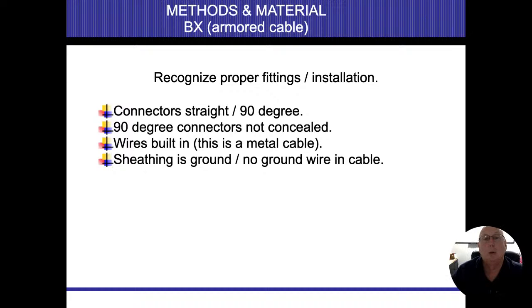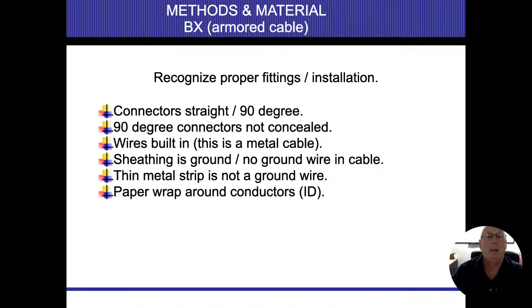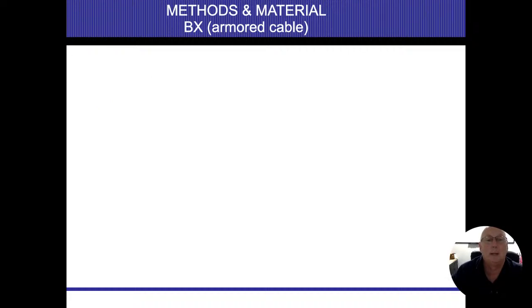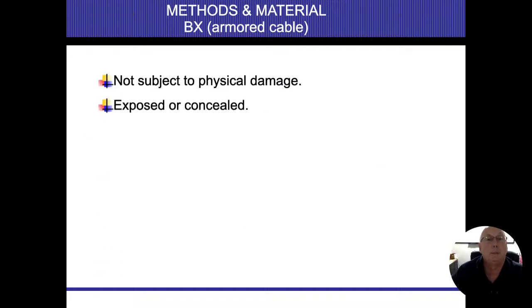Sheathing is the ground. No ground wires in the cable. The metal thin strip is not a ground wire, but we want that bent back and visible. Paper wrap around the conductors is flame and moisture retardant, just to keep them somewhat dry. Anti-short is that red-headed bushing that I talked about, so the wire doesn't get damaged by the conduit itself.